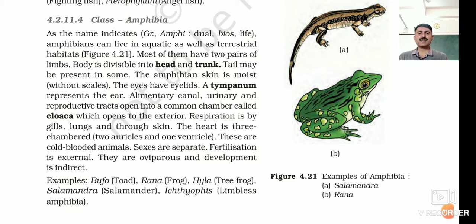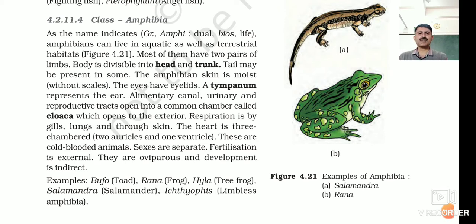Here, the example given is the frog, Rana tigrina. It has a dual habitat. Adults can live on land, but to lay eggs they need water or an aquatic habitat. Fertilization takes place in the water. Larval stages undergo metamorphosis and development in the water only.